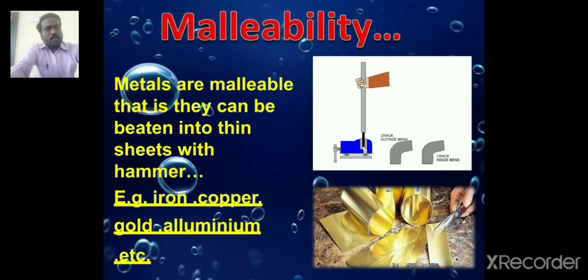Next property, malleability. Malleability is what? Any type of material which can be cast into any shape.